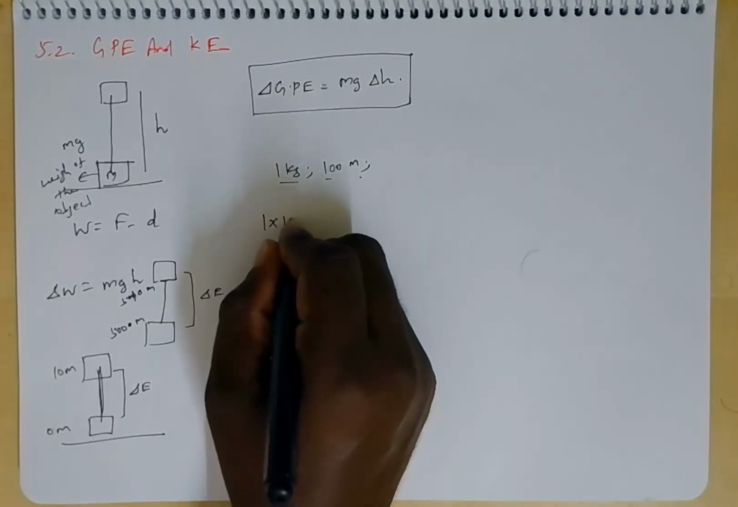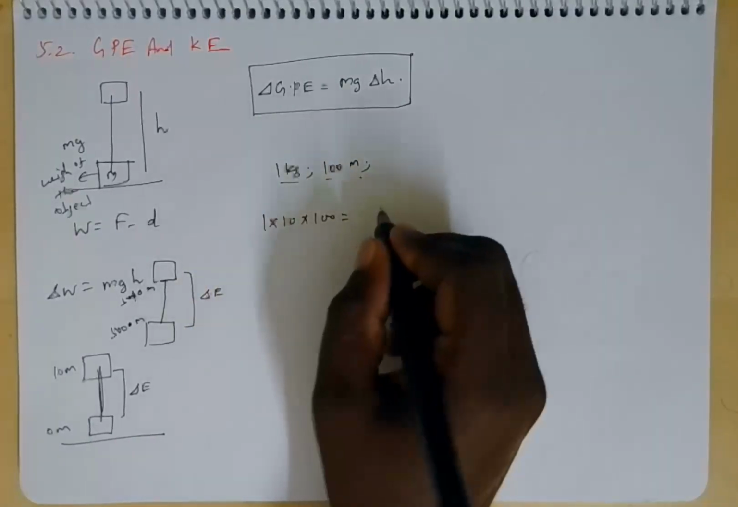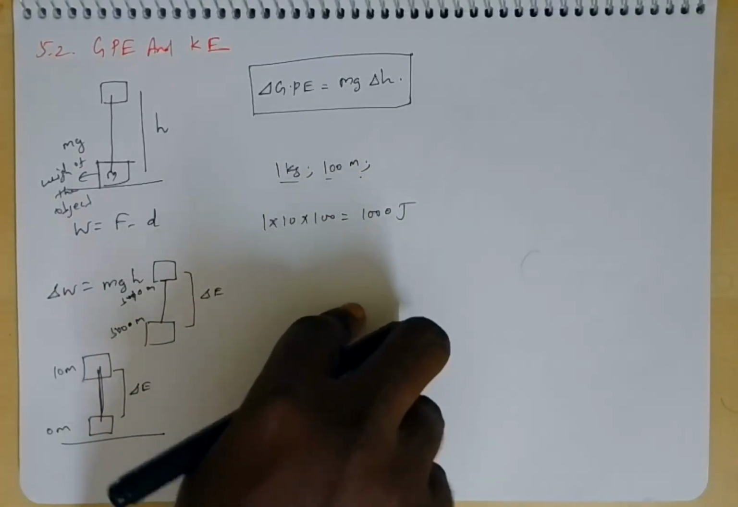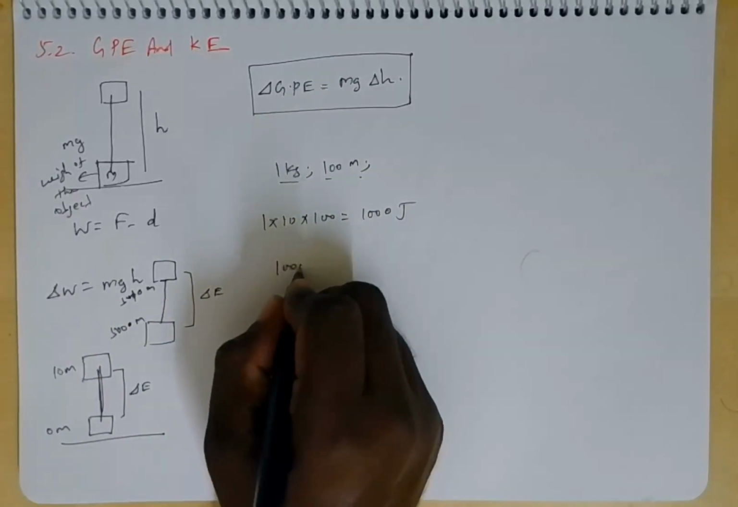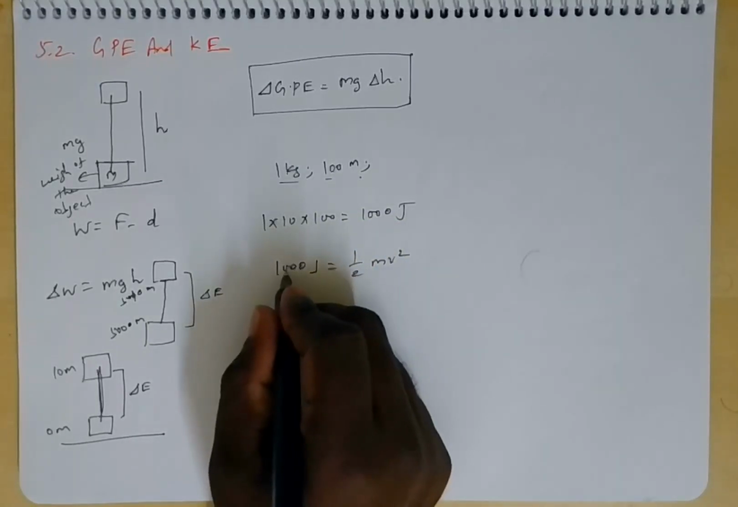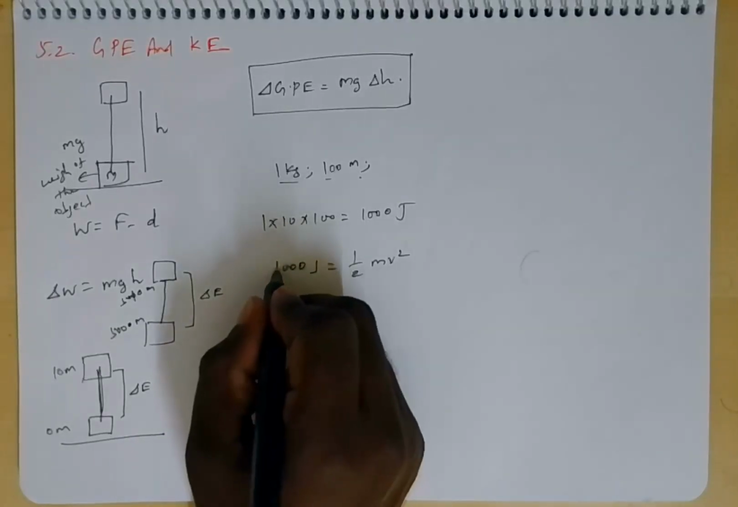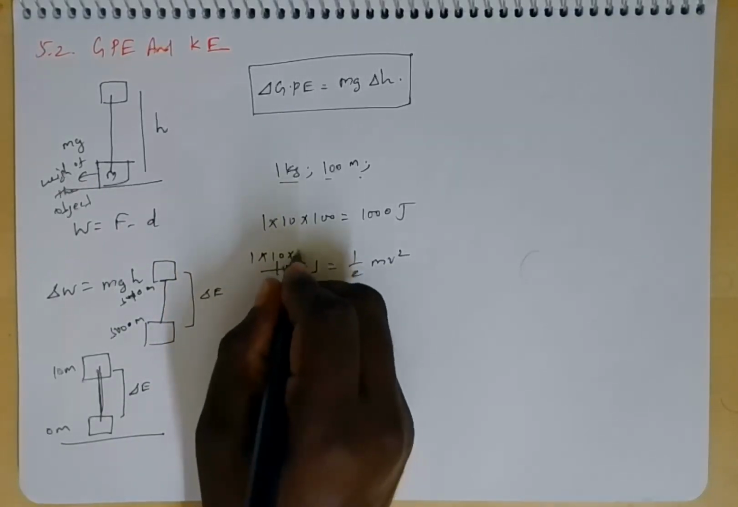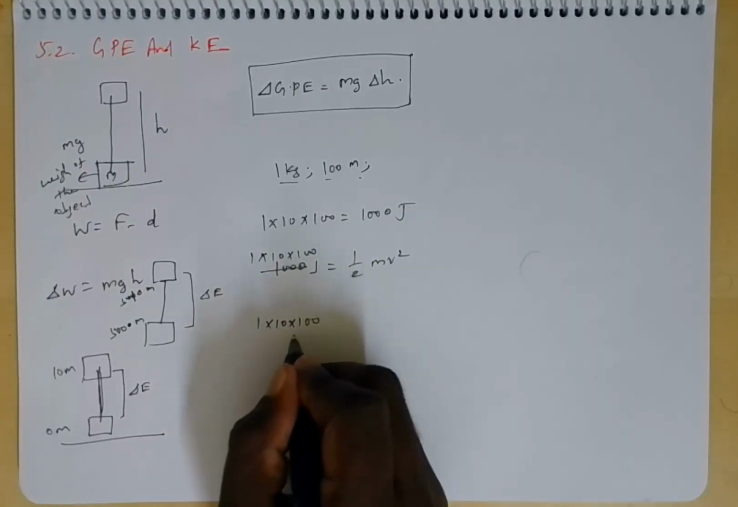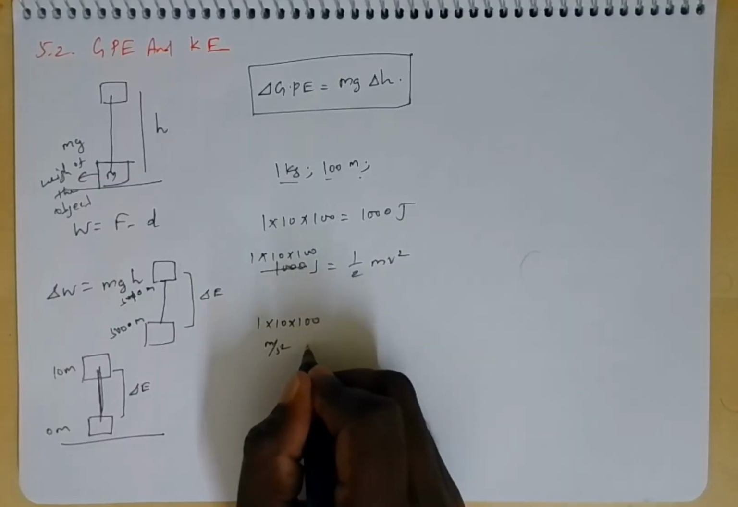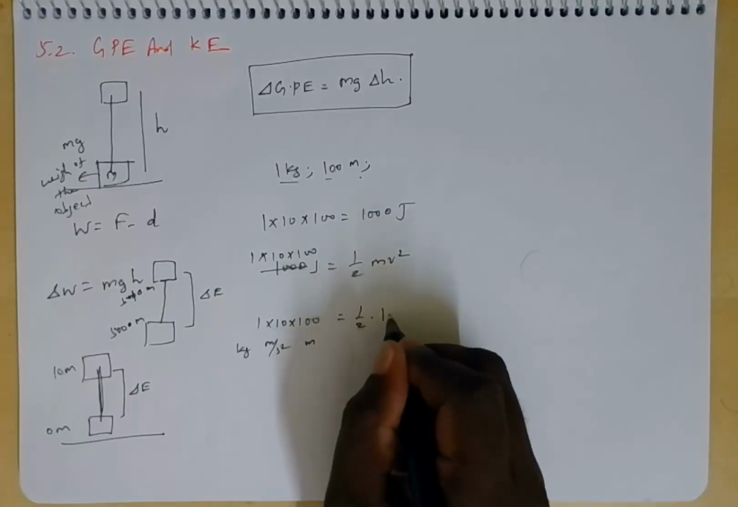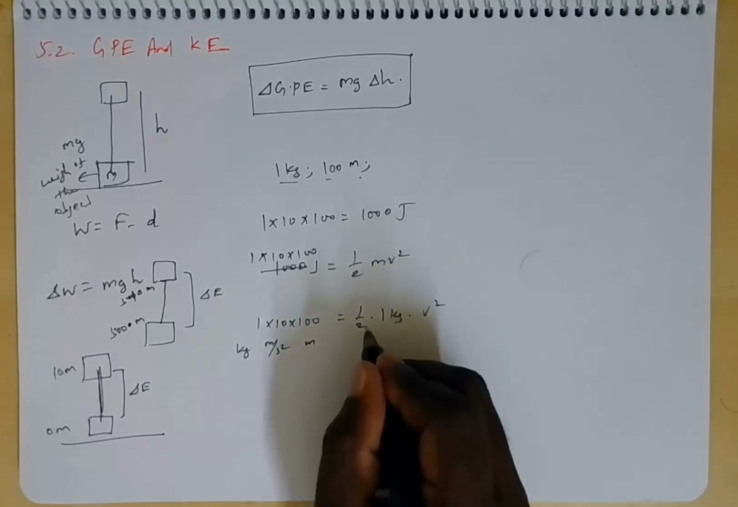So 1 into g, 10 into h, 100 meter, will be equal to 1000 joule. This 1000 joule is going to be given as kinetic energy. So 1000 joule is half mv square. Actually, instead of 1000 joule, we can write it as mgh. Okay, so that's very easy. 1 into 10 into 100. So 10 meter per second square, 100 meter, 1 kg, is equal to half, again 1 kg into velocity square.